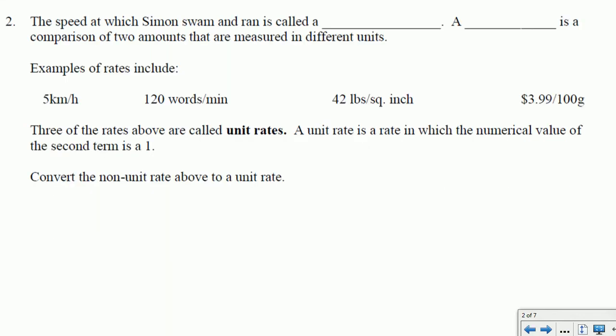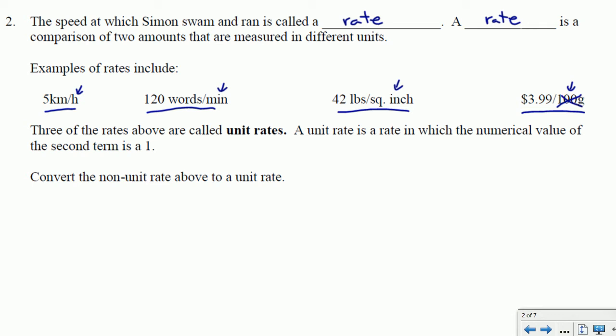So the speed at which Simon swam and ran is called a rate. A rate is a comparison of 2 amounts that are measured in different units. Here's some examples of rates: 5 kilometers per hour, 120 words per minute, 42 pounds per square inch, $3.99 per 100 grams. So 3 of the rates above are called unit rates. A unit rate is a rate in which the numerical value of the second term is 1. So that works for this one, that works for this one, and this one, but not this one.